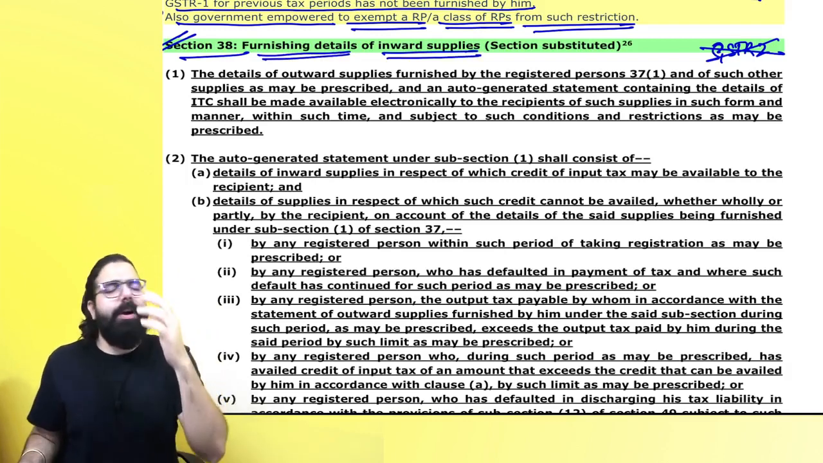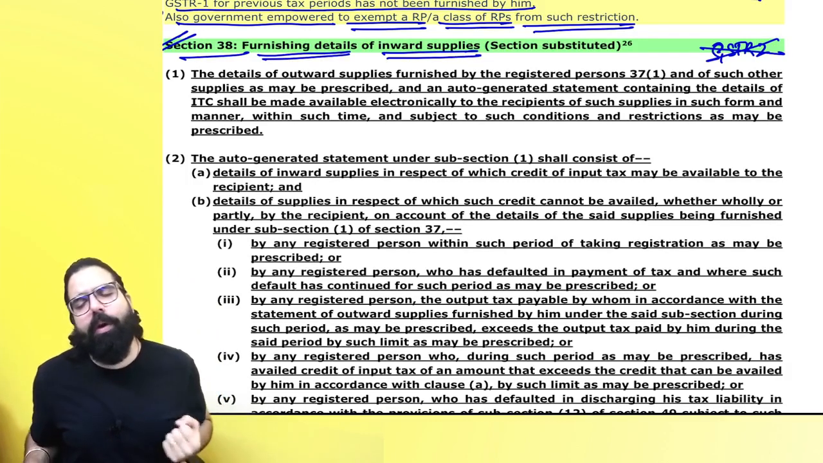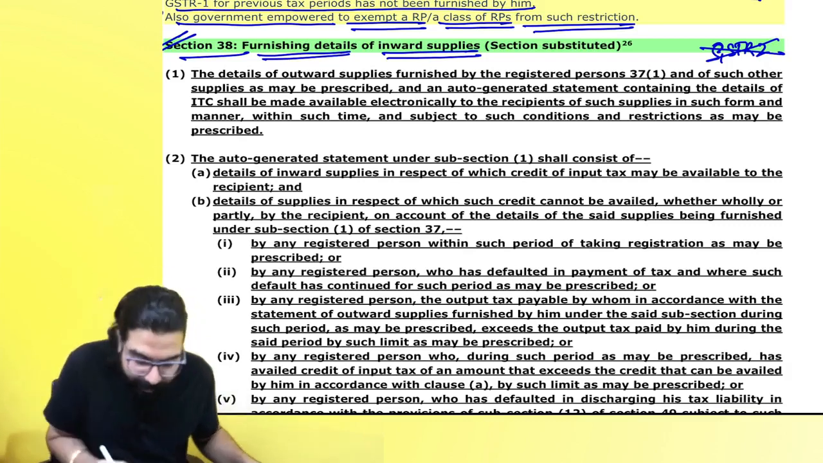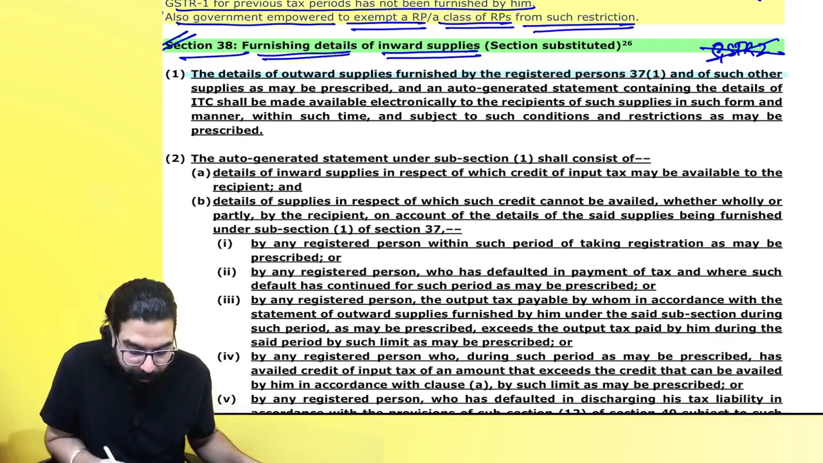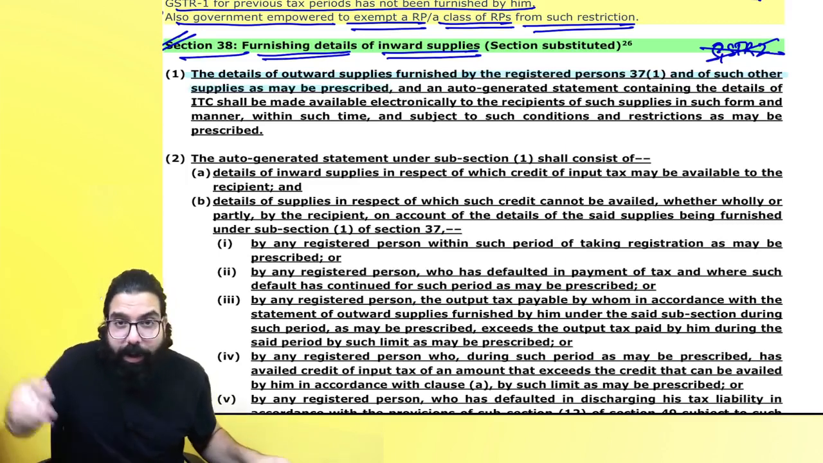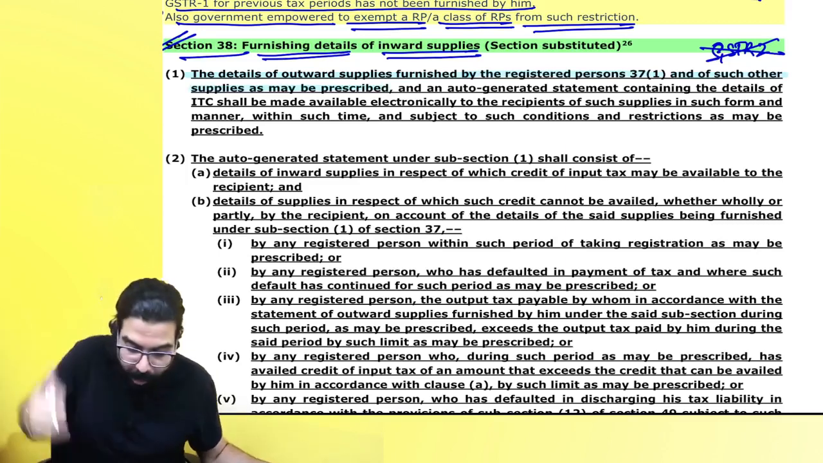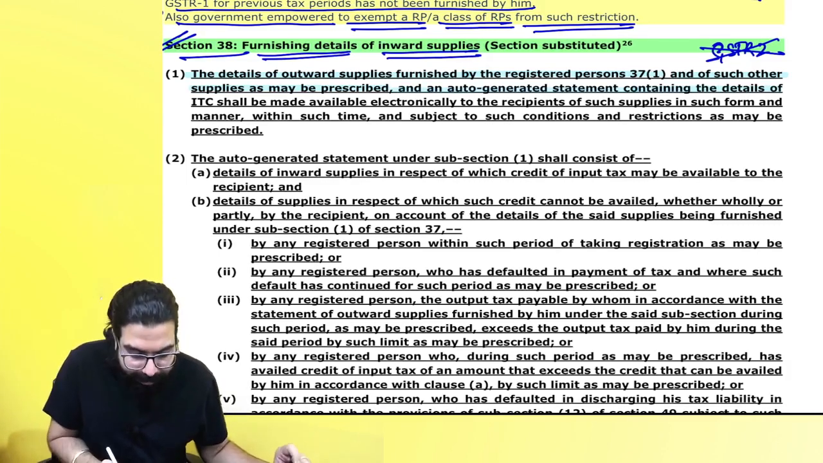What is the government going ahead and telling? They went ahead and substituted section number 38 and now section number 38 is telling, let's listen. It says the details of outward supplies furnished by a registered person in section number 37(1) and of such other supplies as may be prescribed, whatever you show, the details of invoices, debit notes, etc. in GSTR1, an auto-generated statement containing the details of ITC.